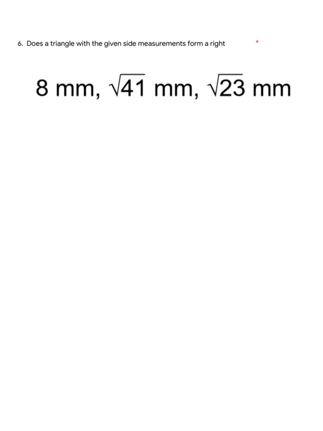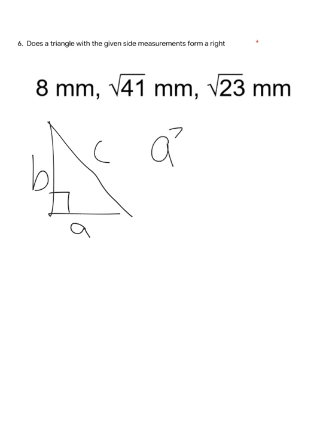So this is question 6 in the Google form, and it's kind of the same idea. We're asked, does a triangle with the given side measurements form a right triangle? And once again, we're thinking of a right triangle, with legs A and B, hypotenuse C, and we're using that formula A squared plus B squared equals C squared.